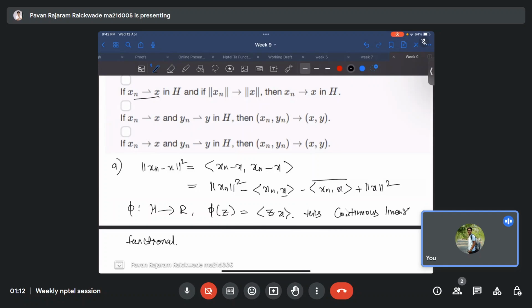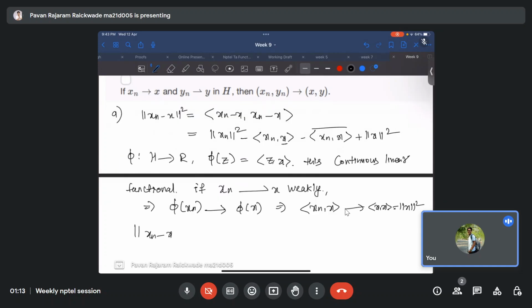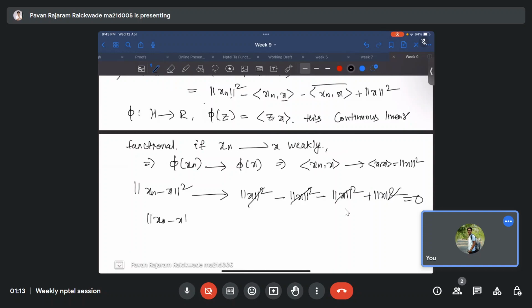What we know is, because xn converges to x weakly, that means for every continuous functional phi, phi of xn goes to phi of x, which implies the inner product of xn with x converges to the inner product of x with x, which is norm x squared. So what is norm xn minus x squared? Norm xn squared converges to norm x squared by this condition, minus the inner product of xn with x, which converges to norm x squared, again norm x squared, and we already have norm x squared, so this is 0. So the norm of xn minus x converges to 0.